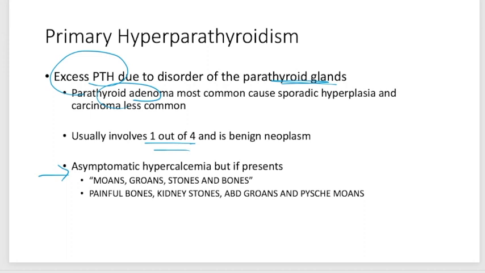So when we have hypercalcemia, there's a nice little mnemonic for you. Either one of these works: moans, groans, stones, and bones, or painful bones, kidney stones, abdominal groans, and psychiatric moans. And these are just those classic signs of hypercalcemia and where it affects.